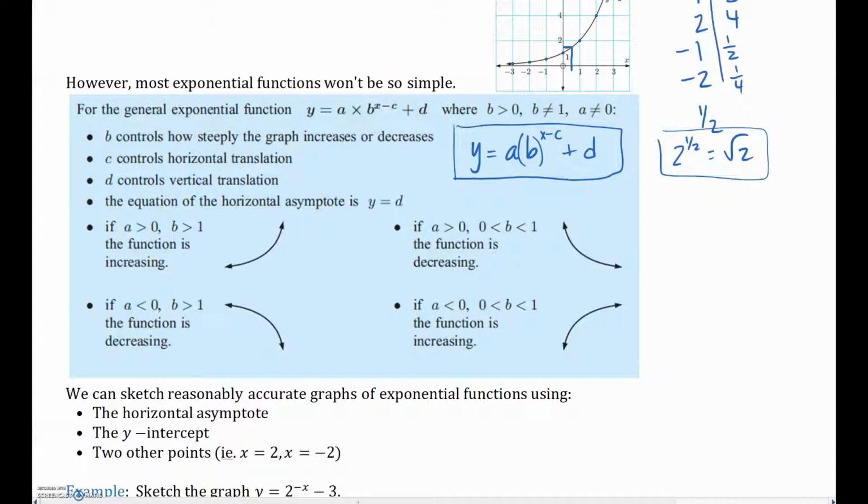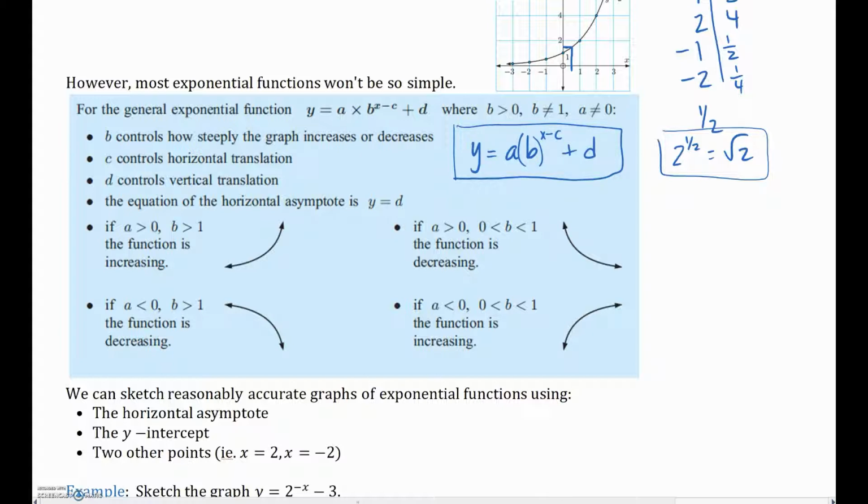But B controls how steep the graph is. C controls the horizontal, the left and right shift. D controls the vertical translation up and down. And then some things that happen with the graph: if your B value is bigger than 1, you get a growth graph, unless it's negative out front, then it's a growth graph in the negative way.